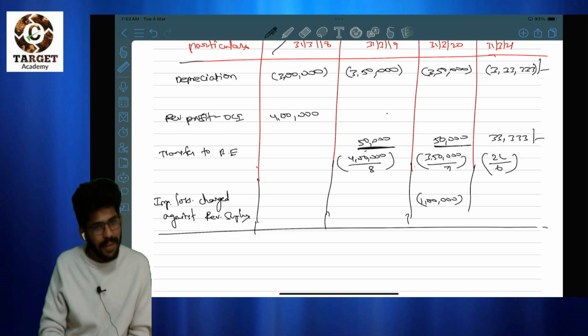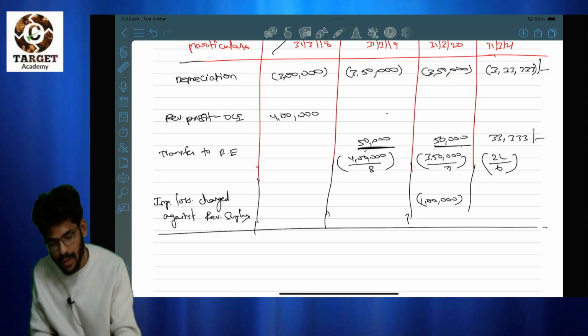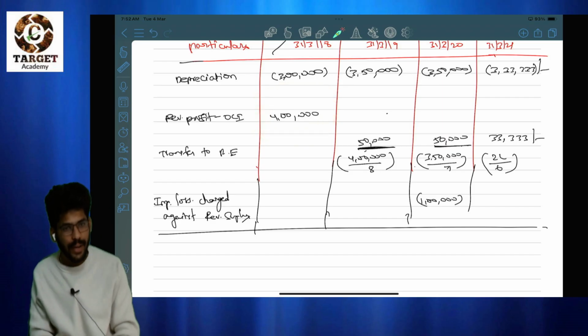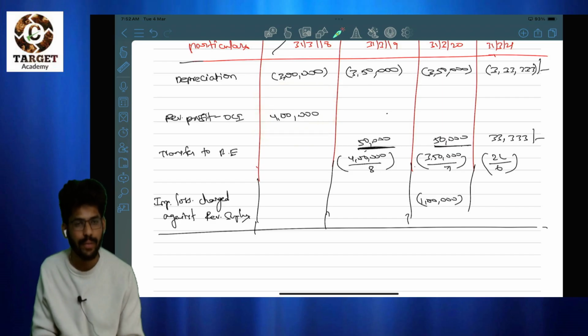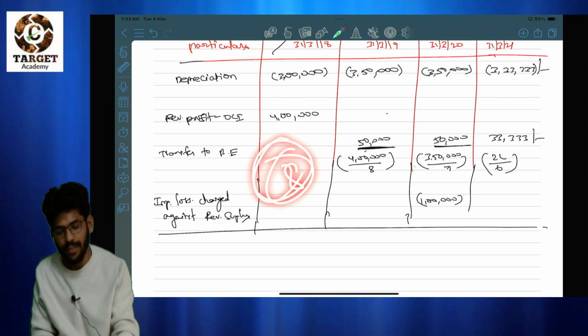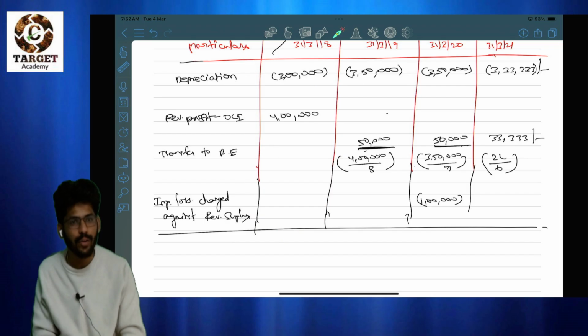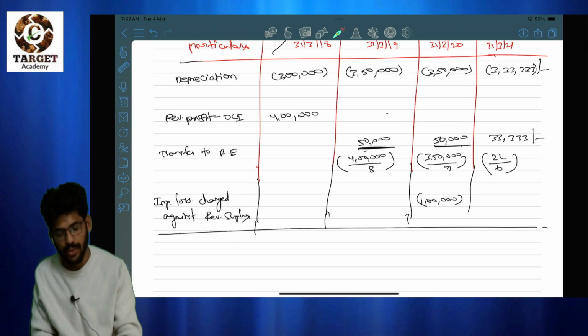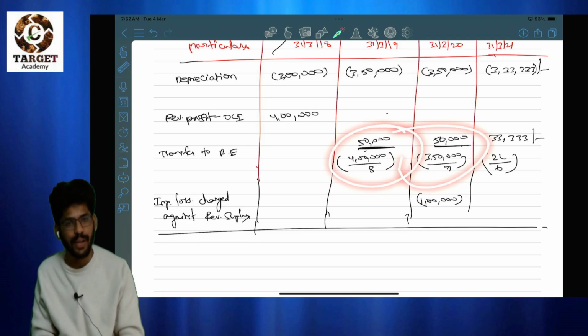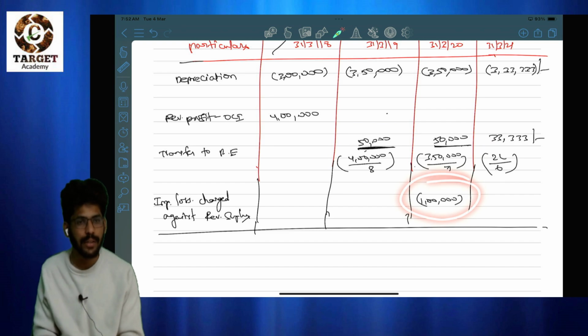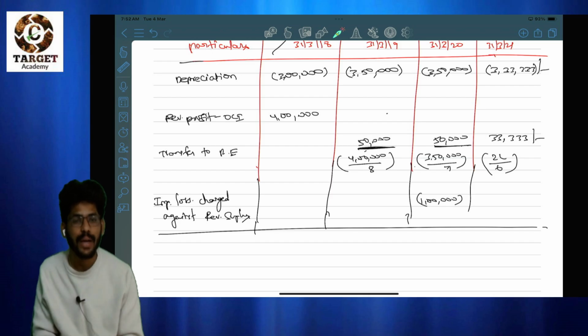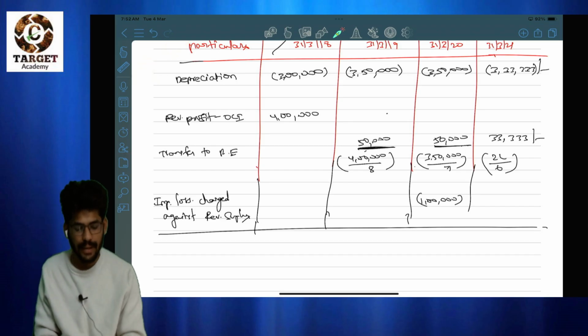Sir, basically we have 4 lakhs as revaluation surplus, correct? Out of that, we need to transfer to retained earnings over the remaining life of the asset. The remaining life is 8 years. This year we will not transfer because the revaluation was on 31st March 2018 only. From next year we need to transfer to retained earnings. First year 50,000, second year 50,000. At the end of the second year an impairment loss of 1 lakh also occurred, which should be deducted from revaluation surplus. The balance is 2 lakhs. 2 lakhs divided by 6 remaining years is 33,333 transferred to retained earnings. That's it. Is that clear?